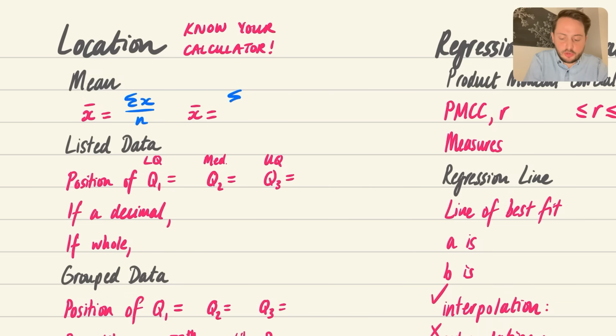And if this is in a grouped table, it's going to be the sum of fx divided by the sum of f, because the sum of the frequencies is just how many pieces of data that there actually are.